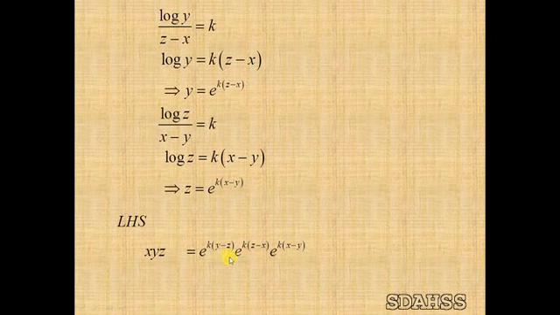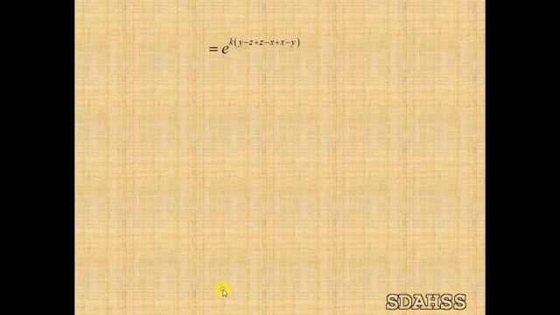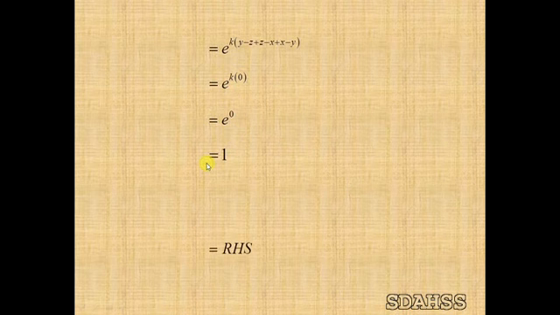Here the bases are equal, so add the powers. So you will get e power k into y minus z plus k into z minus x plus k into x minus y. Then in the power k is common, so take it outside. So you have e power k into (y minus z plus z minus x plus x minus y). Plus y and minus y cancel, minus z and plus z cancel, minus x and plus x cancel. So remaining you have e power k into 0. K into 0 is 0, e power 0. E power 0 value is 1, which is equal to RHS.